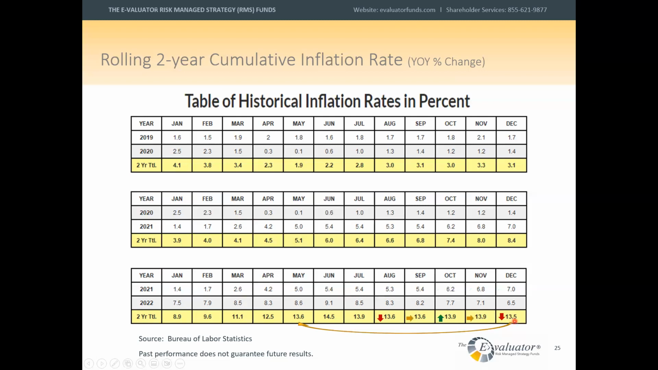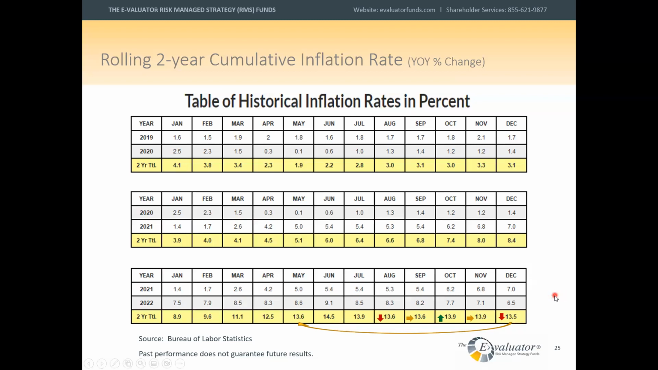In fact, the 2-year rolling return at the end of December, 13.5, is almost identical to where we were at 13.6 back in May. So when consumers say, geez, they say inflation's going down, but I just don't feel it, that's because for the last 2 years, the rolling inflation on a month-by-month basis has been relatively consistent between 13.5% all the way up to where it peaked at 14.5%.